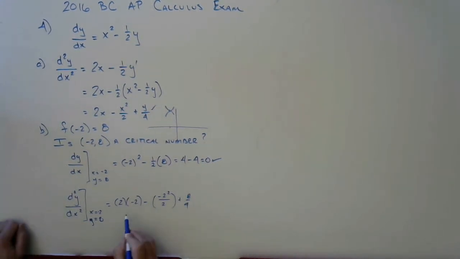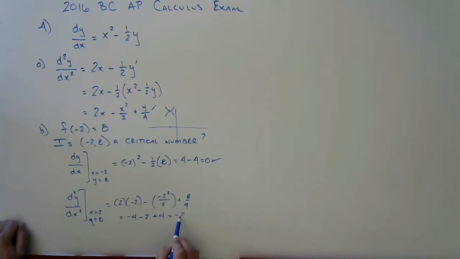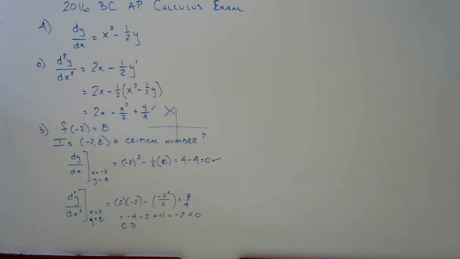What do we get here? We get -4, right? This is 4 divided by 2. 2 squared, 4 divided by 2. So that's -2 plus 4. So we get -2, which is less than 0, which means we're concave down. So since we're concave down, at the point (-2, 8), we have a relative max. Okay, so (-2, 8) is a relative max.